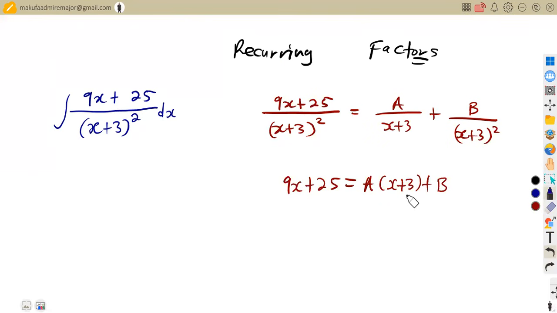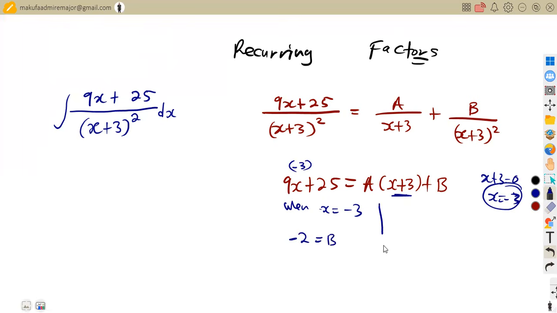So we can consider this bracket when x is equal to what? Minus 3 here, because if we say x plus 3 is equal to 0, x is going to give us minus 3. So when x is minus 3, wherever there is x, we are going to substitute negative 3. So meaning to say, this part is going to give us a negative 2. We are going to have negative 2 is equal to, cancel here, we're going to have B. So this part is direct.